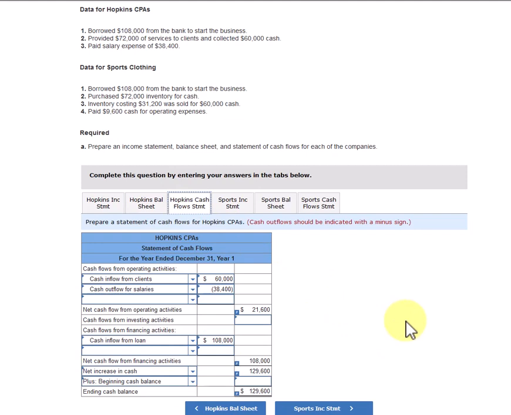and then we'll be ready to move on to the sports clothing company. Okay, for Hopkins, cash inflow from clients. This is whatever amount you see listed here in your problem.